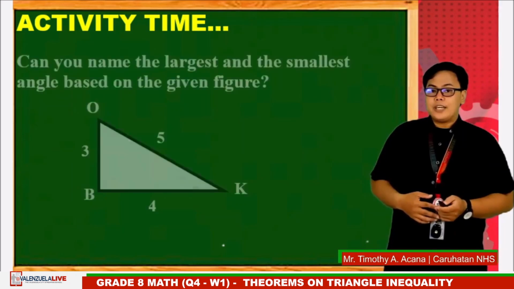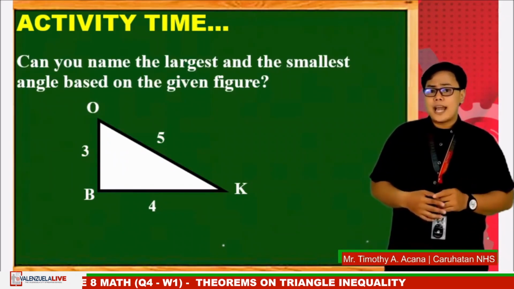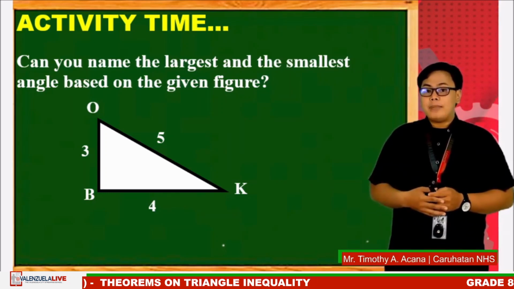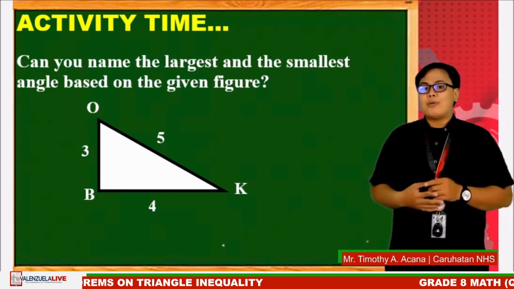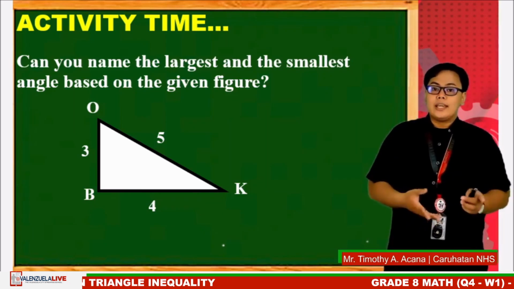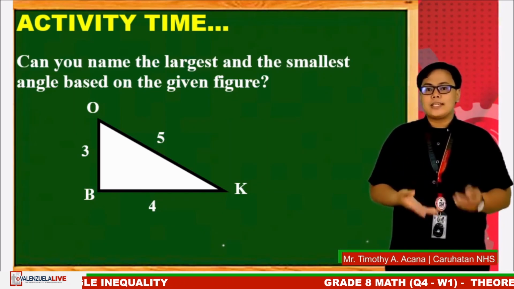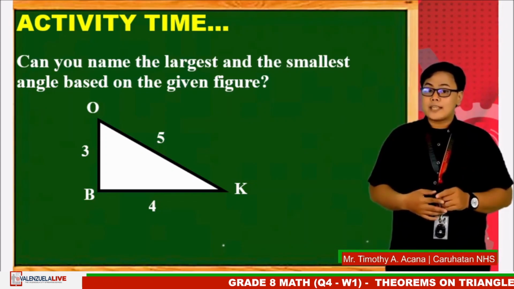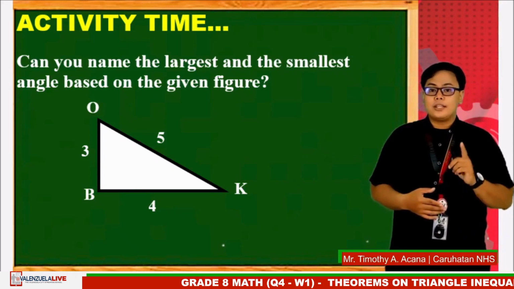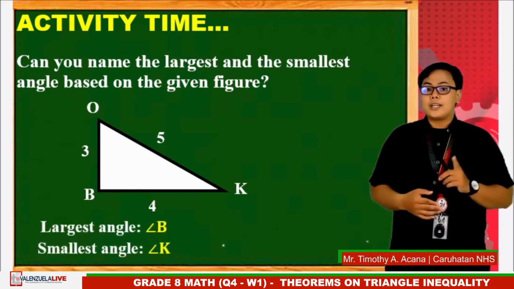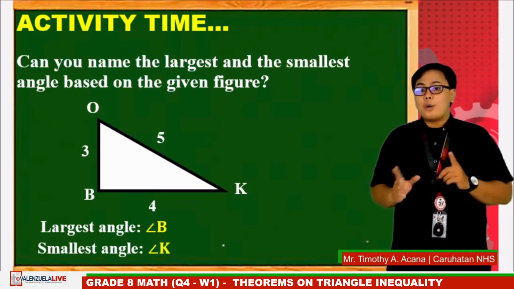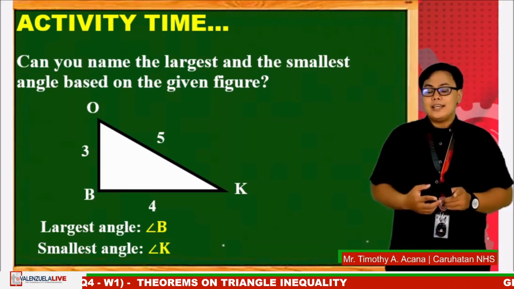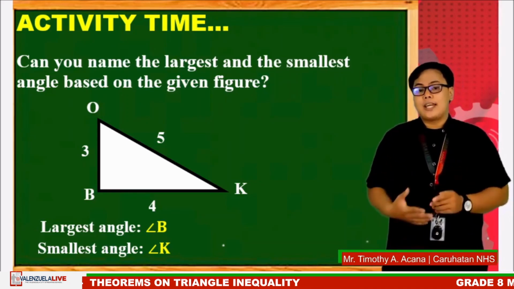For our next activity, can you name the largest and the smallest angle based on the given figure? So we have here triangle BOK with side BO equal to 3, side OK equal to 5, and side BK equal to 4. If you can still remember, the largest angle is opposite the longest side and the smallest angle is opposite the shortest side. Therefore, the largest angle is angle B since it is opposite the longest side, which is side OK, and the smallest angle is angle K since it is opposite the shortest side, which is side BO.